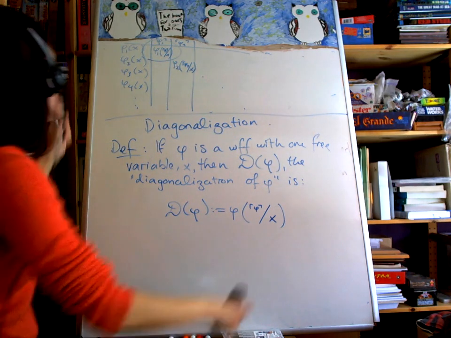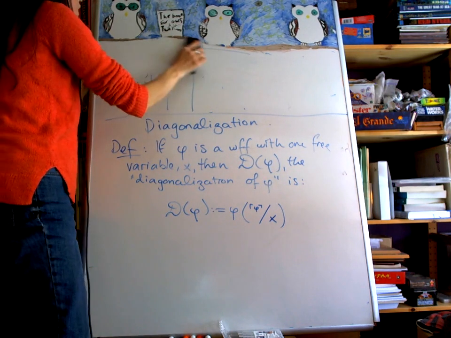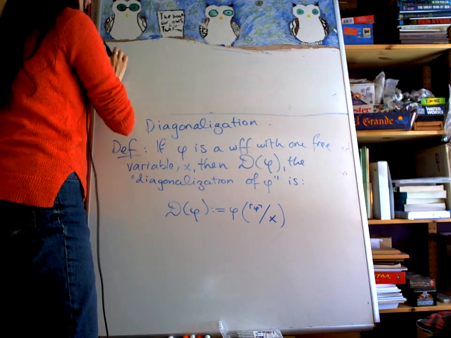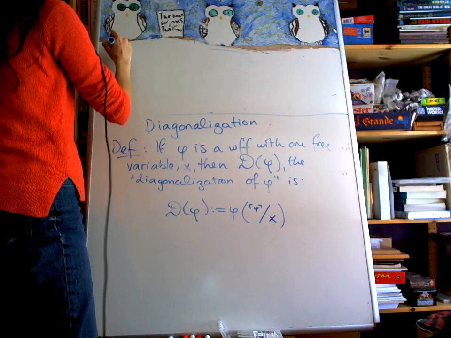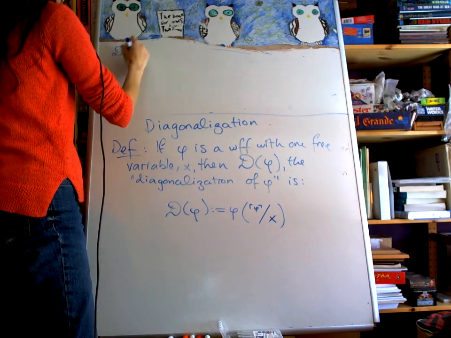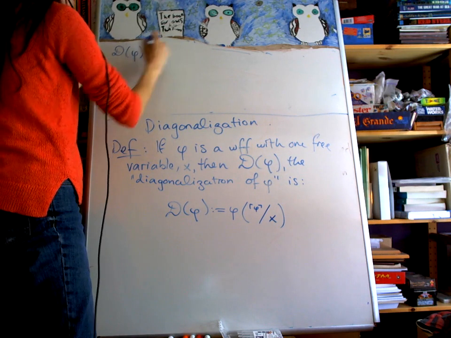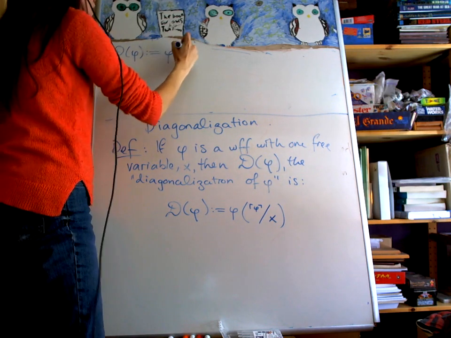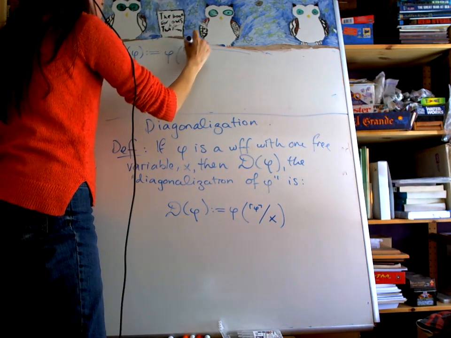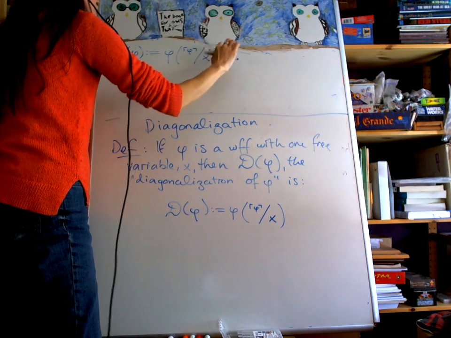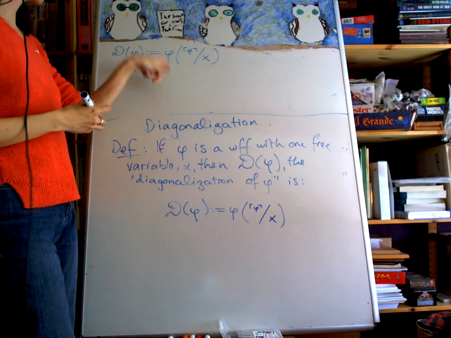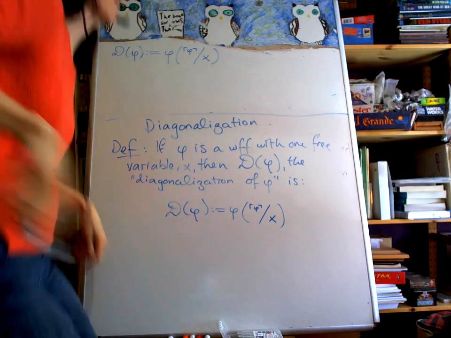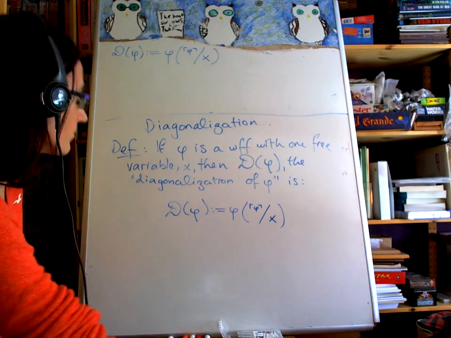So I'm going to start keeping a list of important definitions up at the top. Hopefully we will continue to have enough room, but this one we will definitely keep because it's super important. So the diagonalization of a formula that has one free variable is the result of taking the code for the formula and substituting it in for that variable.